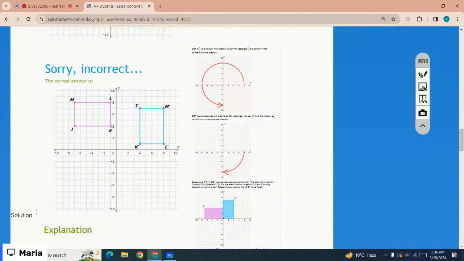The coordinates of the K are 1 and 4. Now they are 4 and 1, right?